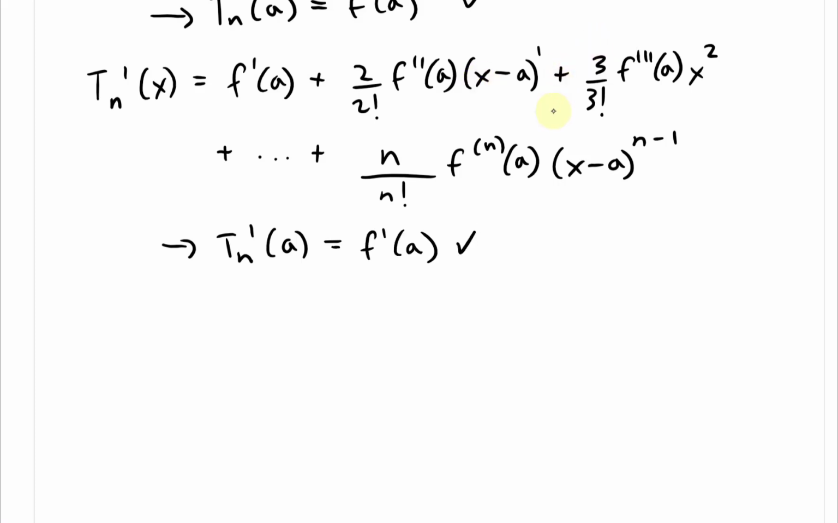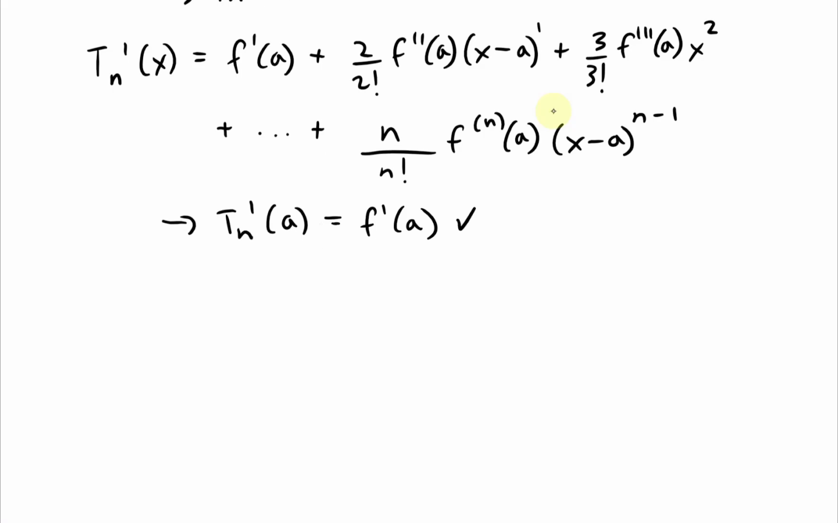So we got this one's correct. Now the next one, take the derivative again. So t sub n double prime of x. This goes to 0. Now take the derivative.